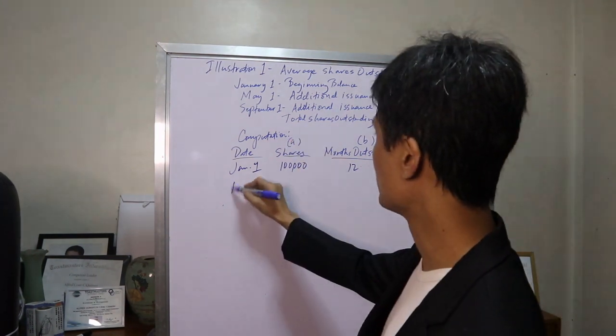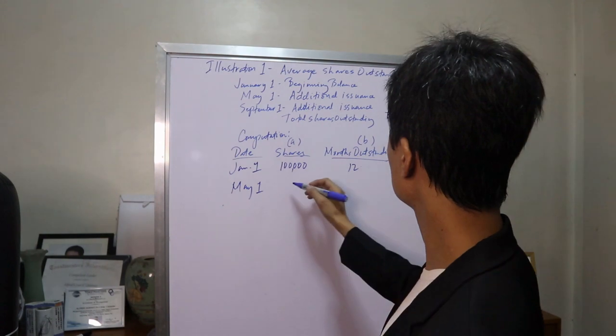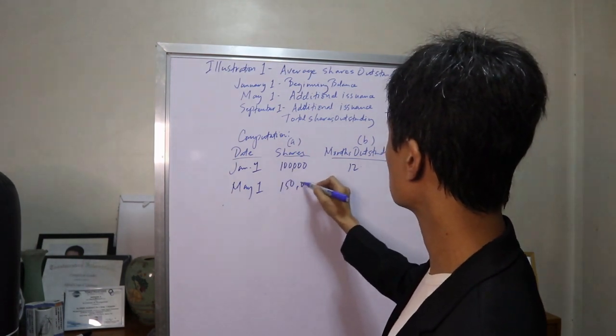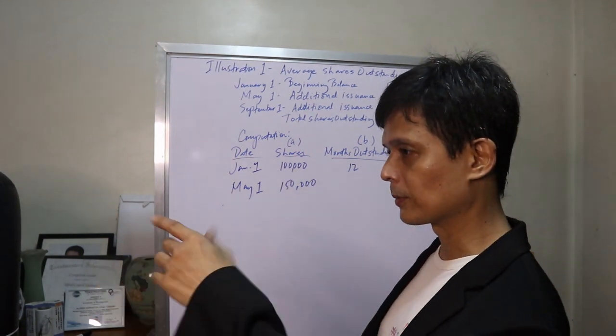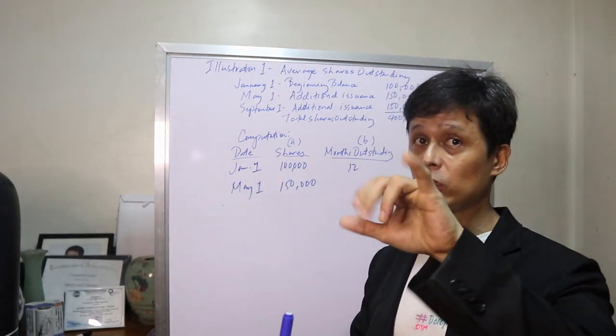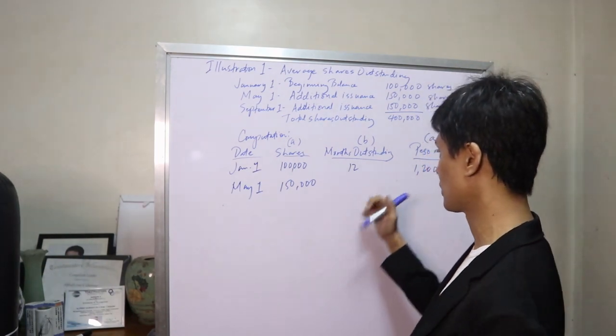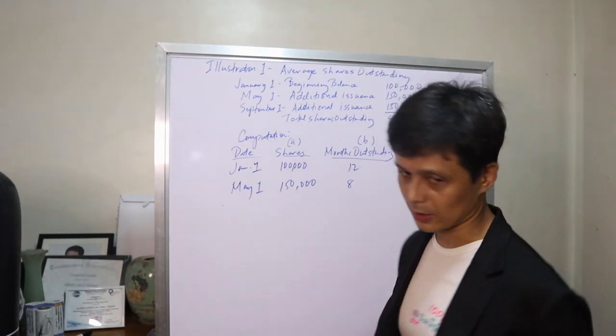And then of course dun sa May 1, so ang additional shares niya is 150,000. So nagsimula siya nung May, kasi May 1 naman, so buong May na yon. May, June, July, August, September, October, November, December. So that's about 8 months. So multiply lang natin yan.